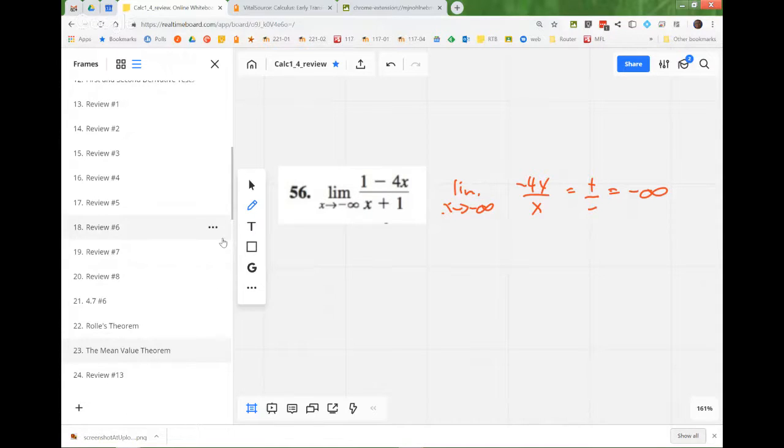Shouldn't it be the coefficients though? Shouldn't it just be -4 then? Because it's the same degree. Yeah.